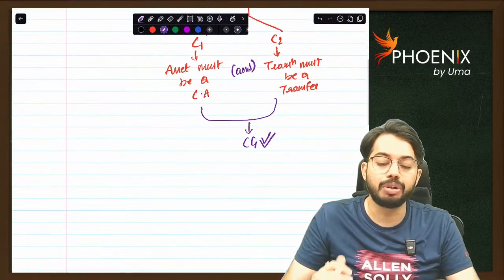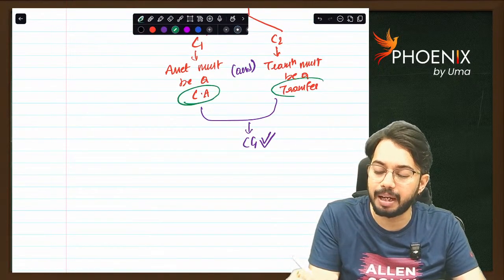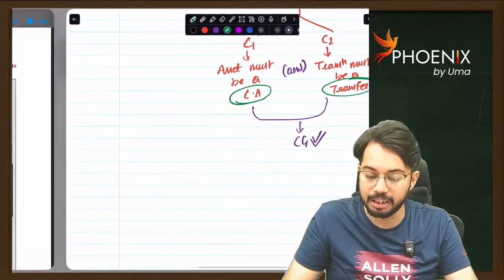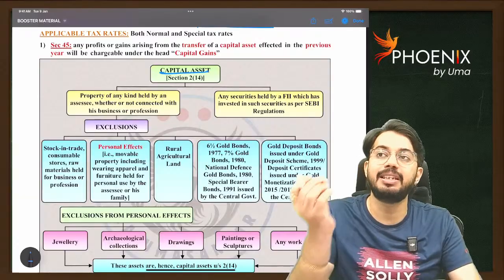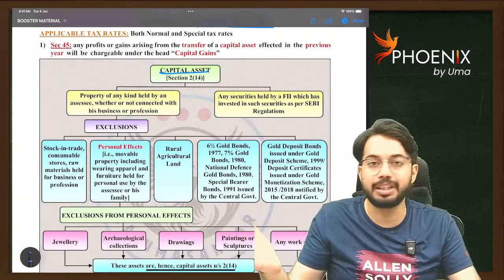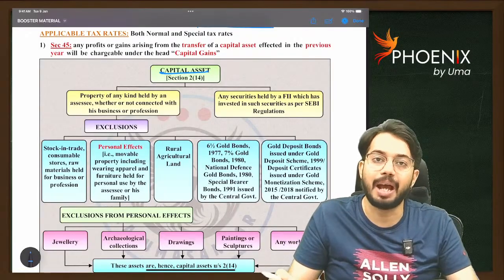Most of our discussion will be with regard to capital asset. Asset must be a capital asset, transaction must be a transfer. What do you mean by capital asset? The capital asset definition has some inclusions as well as some exclusions. What is important is the exclusions to the definition of capital asset.